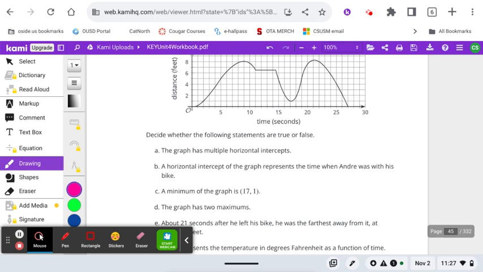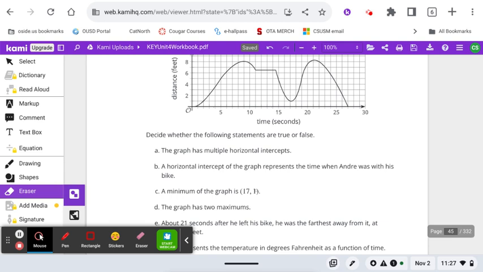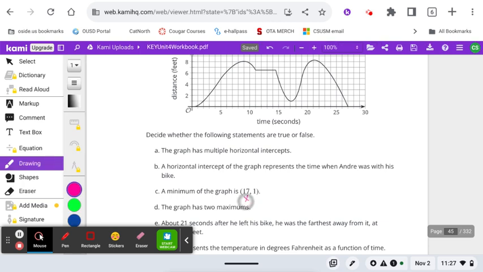Does it have multiple horizontal intercepts? A horizontal intercept of the graph represents the time when Andres was with his bike. What do you think? Is the horizontal intercept the time he was with his bike? The minimum of the graph is at 17, 1. Go and look at the point. Remember, that's an x comma y. Is that the minimum of the graph?